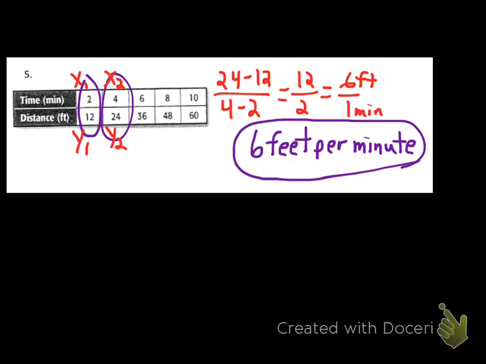Again, this is a positive rate of change. That means if we were to graph this on a coordinate plane, the line would be increasing from left to right. Every minute that goes by, I can go another 6 feet. I can travel another 6 feet.